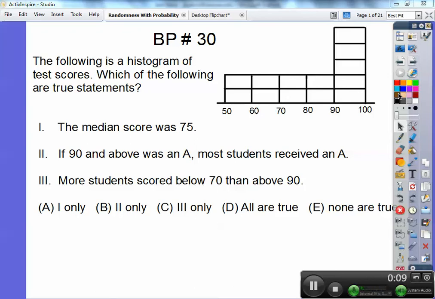Okay, so the following is a histogram of test scores. Which of the following are true statements? And we have this histogram over here. I see some 50s, 60s, 70s, 80s, 90s. So here's number one. The median score was 75.